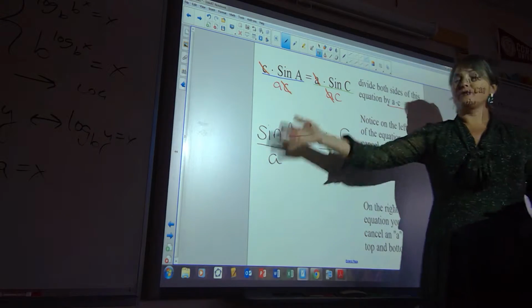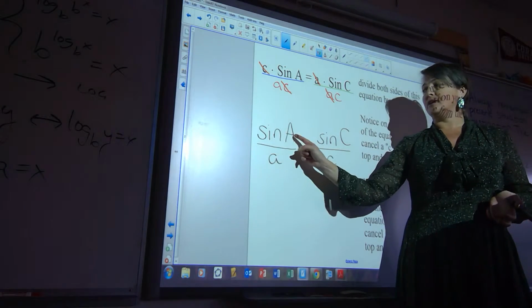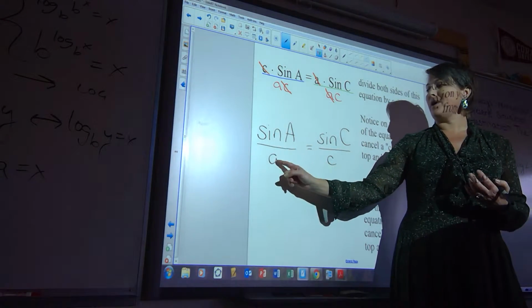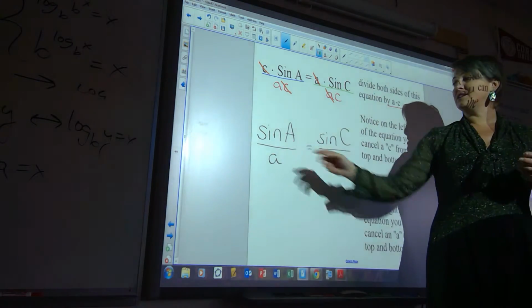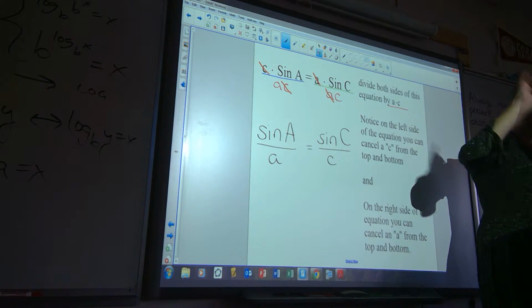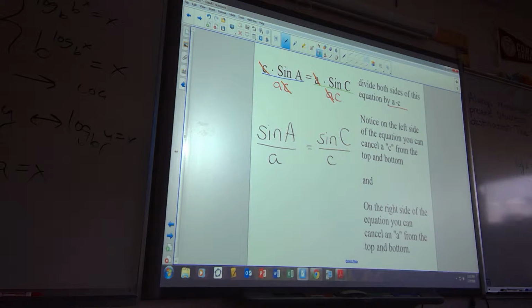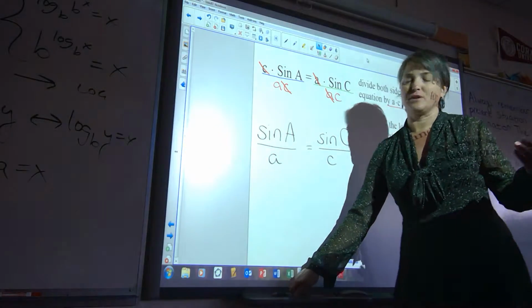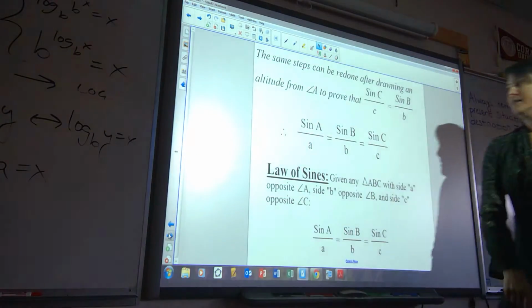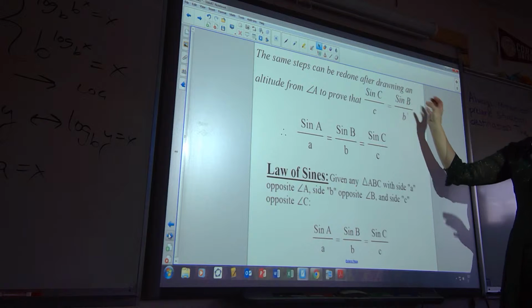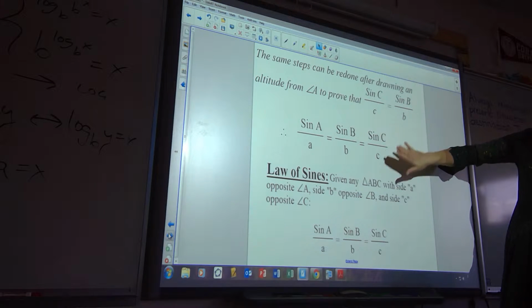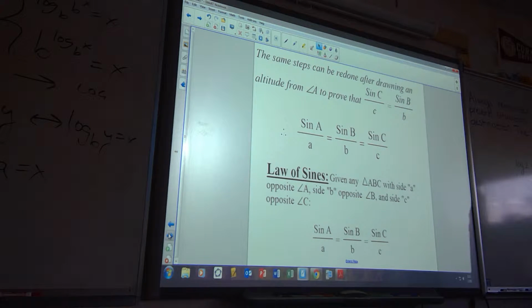So what we have is a ratio. The sine value of any angle can be divided by the side that's across from it, and that ratio will be exactly the same for all three combinations of angles and sides across. So I'm going to spare you the derivation of the third piece. This is basically your law of sines. If we did it one more time, we would get the same sort of thing with sine C over side length C.